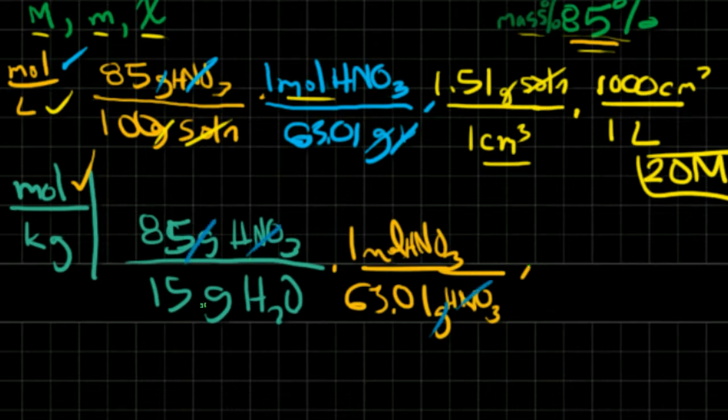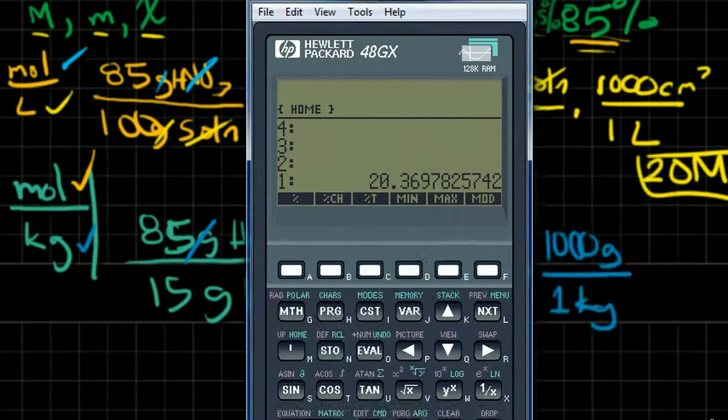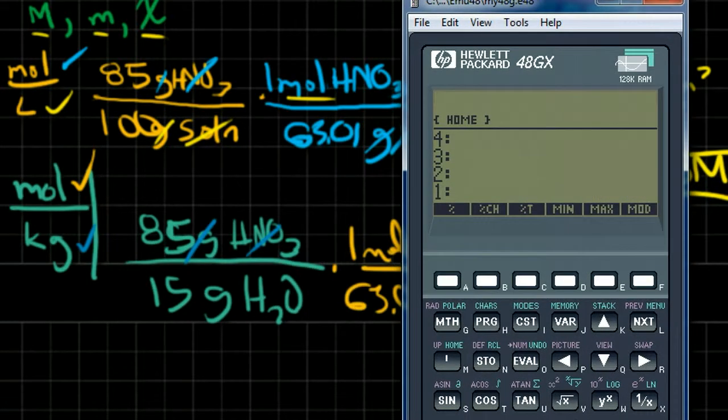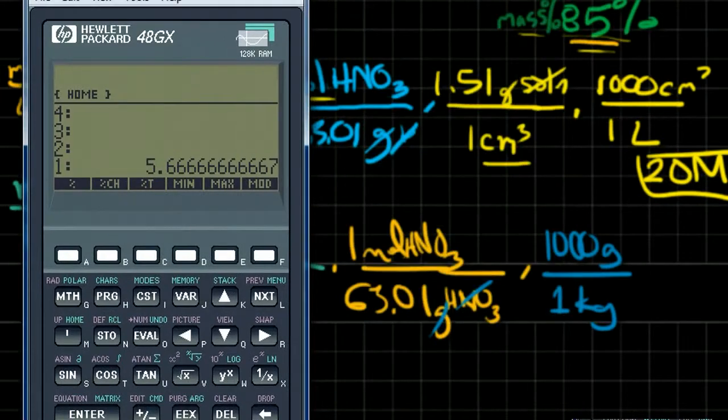All right. Now I've got grams down here. I want kilograms down here. Well, there are 1,000 grams per 1 kilogram. Hey, that was easy. And now I'm done. I just need to do the math. So I'm going to take a look at this. I'm going to say 85 divided by 15 divided by 63.01.